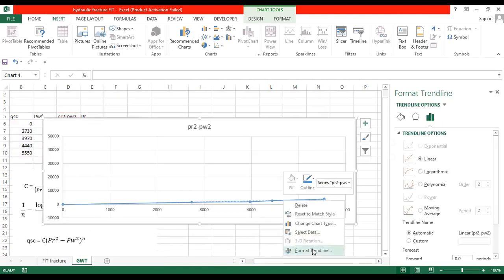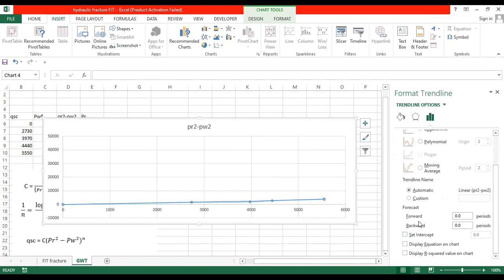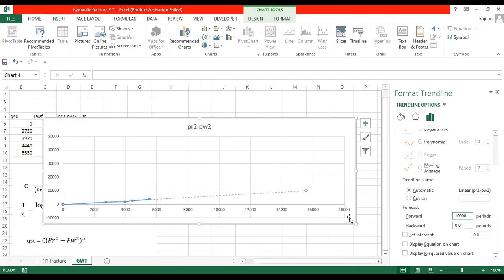For that, I'm going to just format it. So what I'm going to do is forecast forward. Forecasting forward means the extension of this line. Excel has an option to extend based on the slope of this linear line. If I extend it up to 1,000 units on the x-axis, it started to move forward. So in place of 1,000, I'm going to use 10,000. So it started moving up. So we are supposed to reach 40,000.